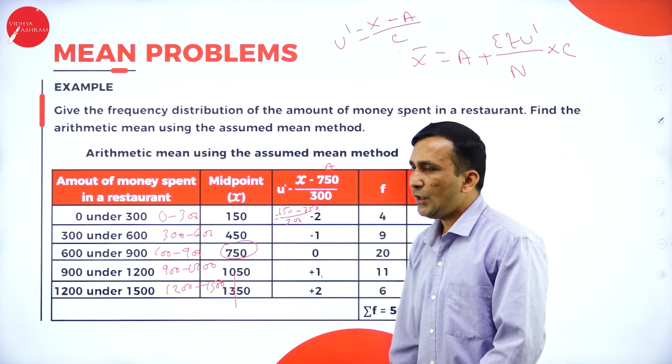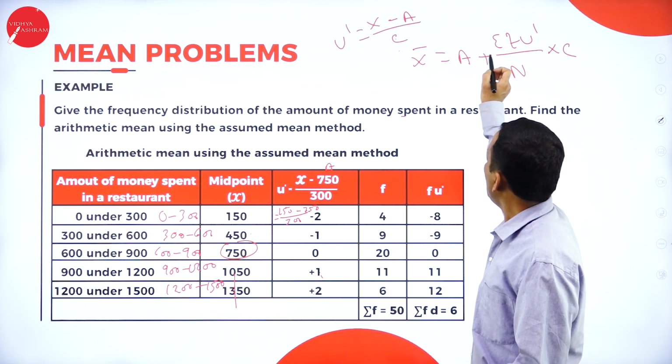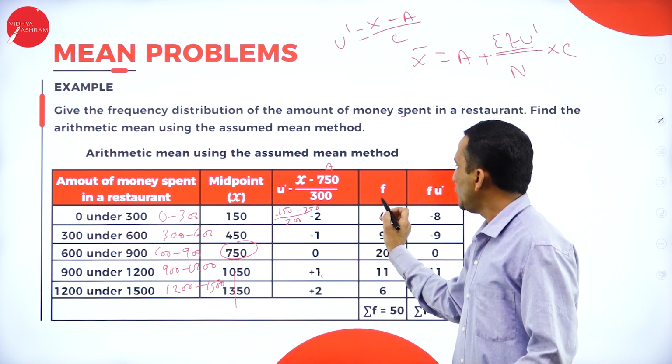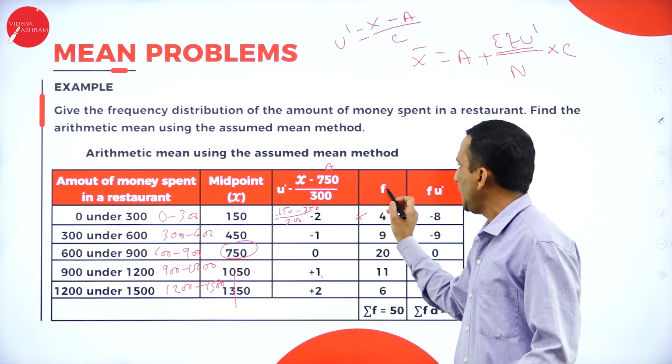Once we get the u dash values, because the formula consists of fu dash, now we need to multiply u dash by the frequency.